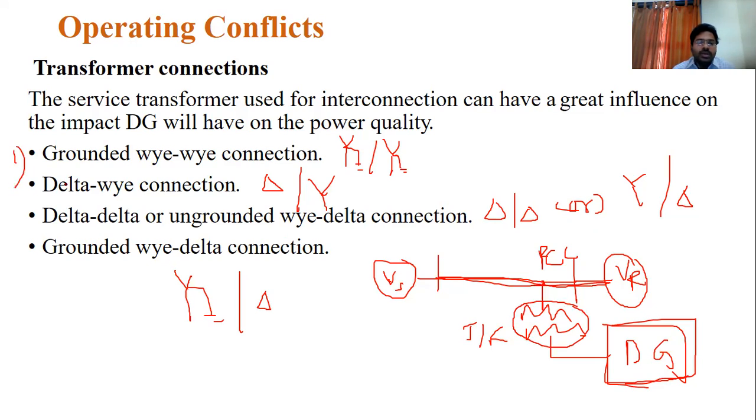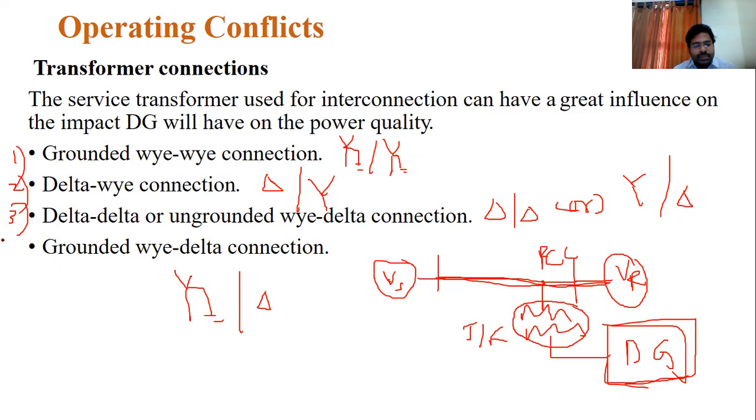First one is the grounded Y to Y connection. Now see these symbols. Then what is the second one? Delta to Y connection. See this diagram, see these short names. Then what is the third one? Delta to delta connection or ungrounded Y to delta. See, this Y connection is nothing but the star connection, ungrounded to the delta.